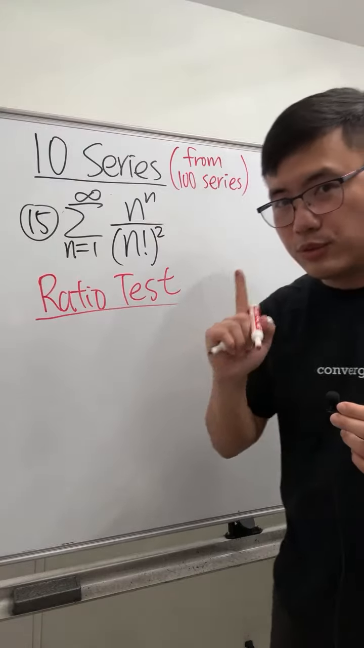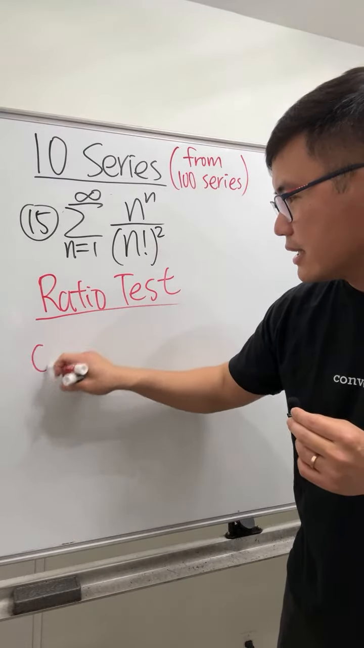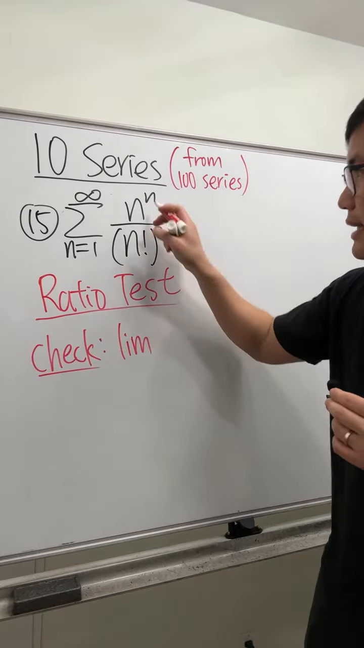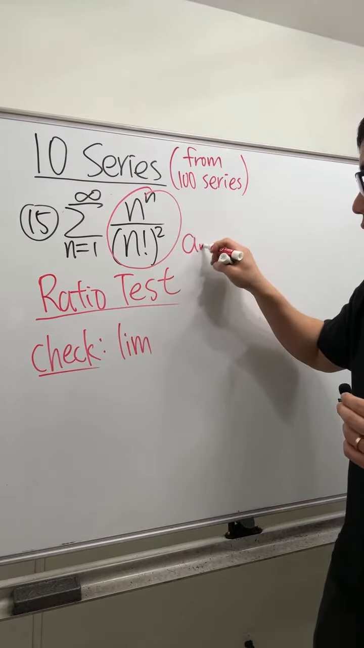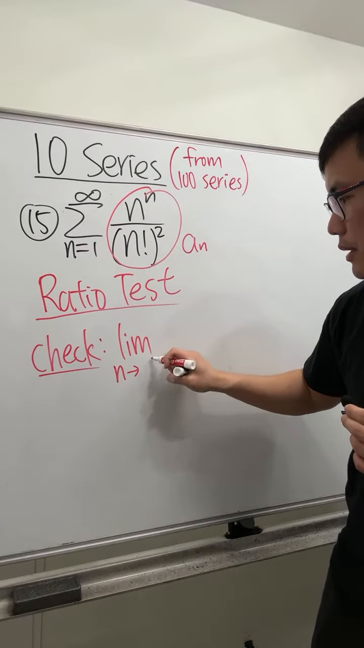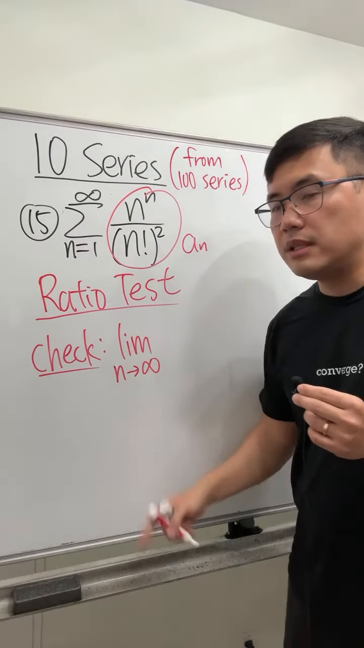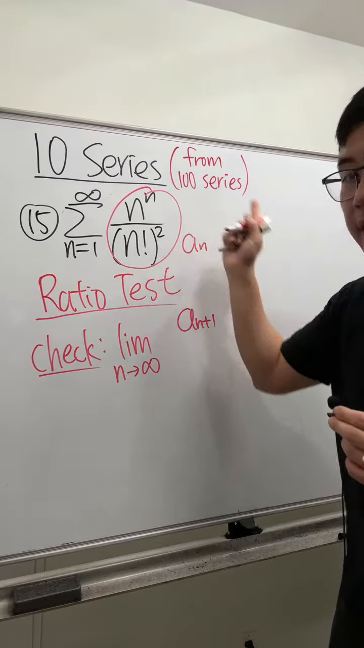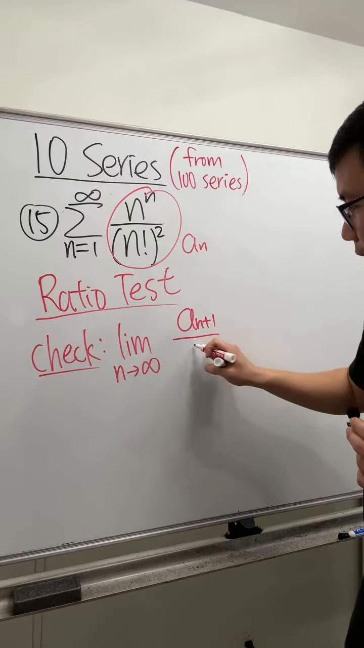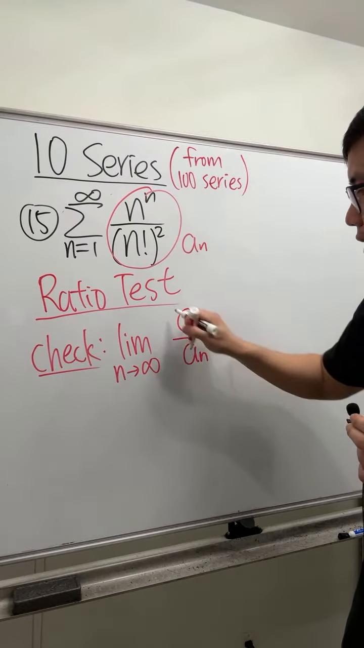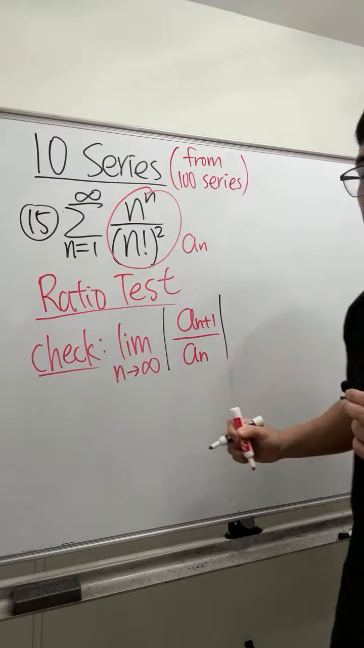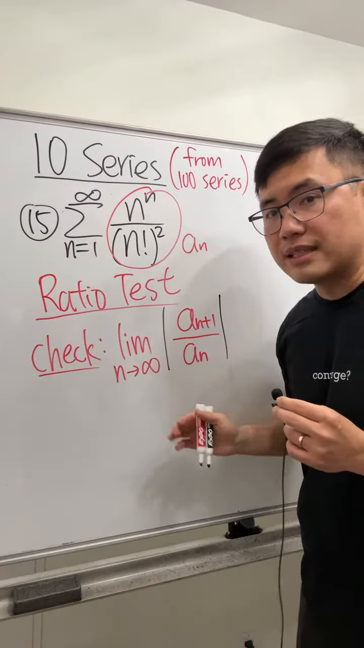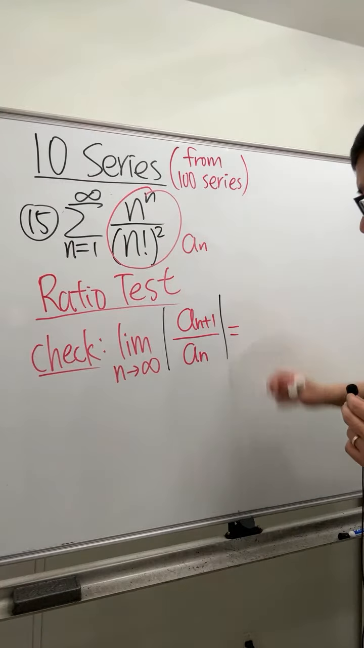And for the ratio test, remember, we will have to check the limit. And this right here is our an. We check the limit as n goes to infinity, and we do the ratio of an plus 1, which is the next term, divided by the current term, which is an, and then we apply the absolute value, because sometimes this might be negative, so the absolute value will take care of that. And let me just write down the conditions.